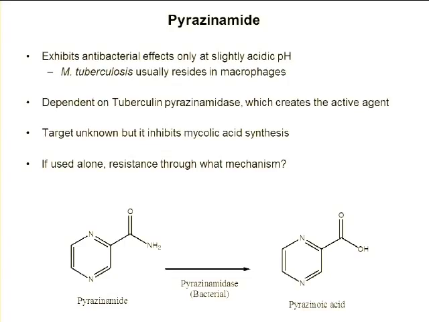The enzyme, right? So this bacterial enzyme, if it mutates, it's not going to recognize pyrazinamide. So this pyrazinamidase, if it mutates, it won't recognize the pyrazinamide, so it won't convert it to the active moiety that it then does its unknown thing to decrease mycolic acids. Okay. So again, combo therapy to prevent that resistance mechanism.